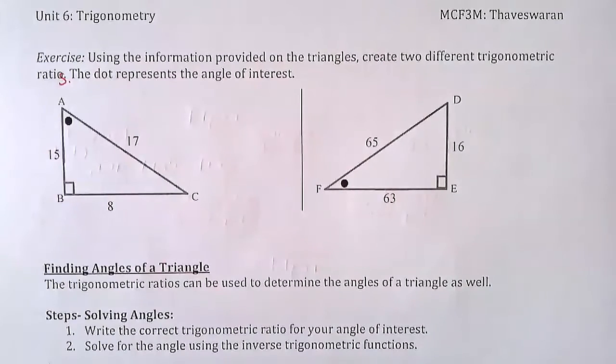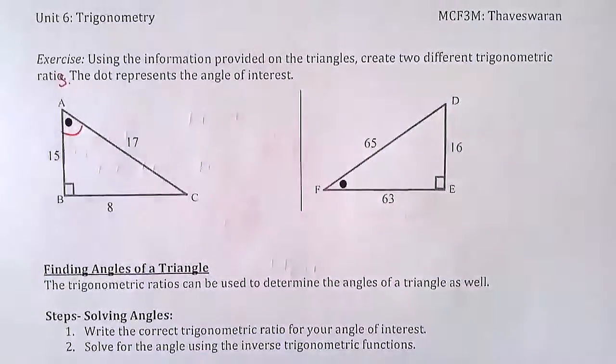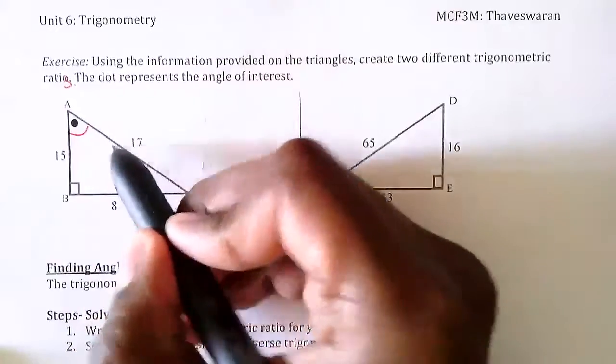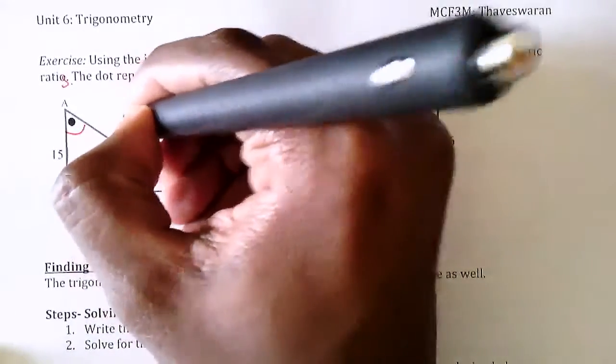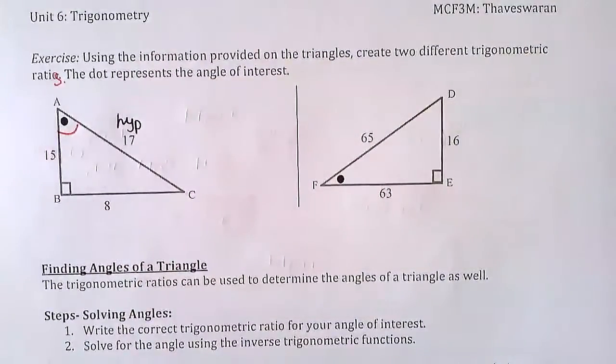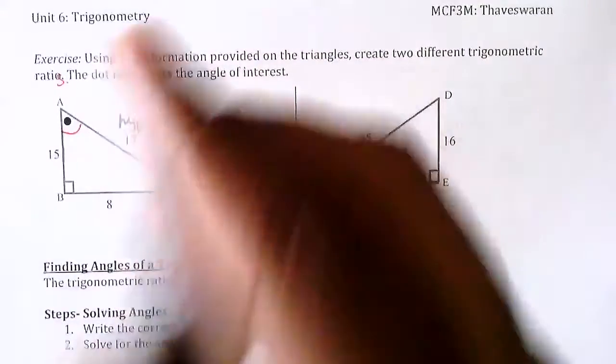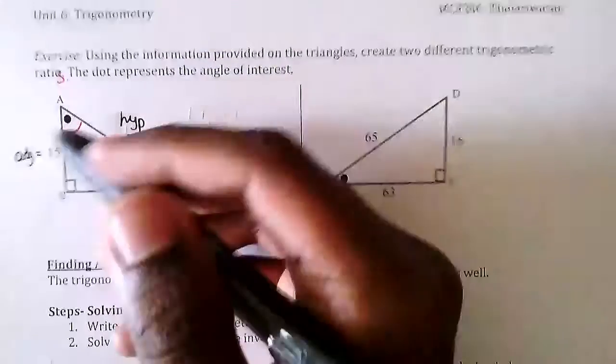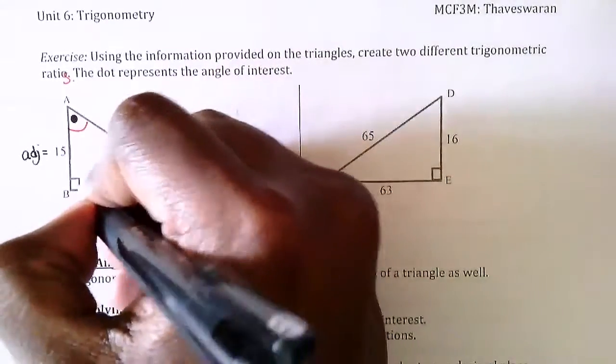So I'll do one of these examples and then I'll move on. So again, the dot represents our angle of interest, so we're going to highlight it. Based on our angle of interest, we should be able to label all our sides. So always start with the hypotenuse. It's the side opposite of the 90-degree angle. So here is my hypotenuse. The side close to my angle of interest is my adjacent. And the side opposite is my opposite.